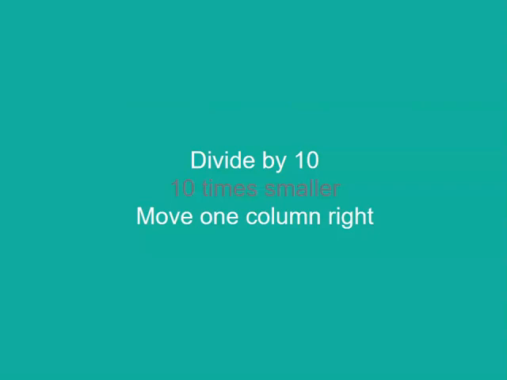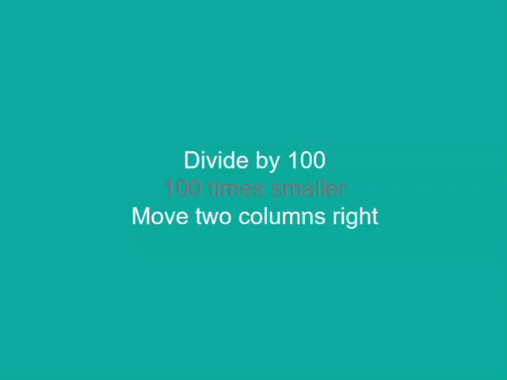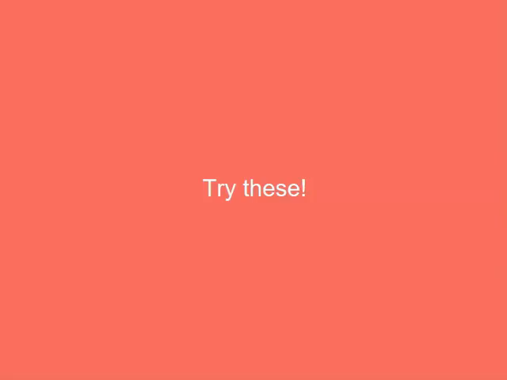So dividing by 10 means the number's 10 times smaller, we move one column to the right. Dividing by 100, the number's 100 times smaller, we move two columns to the right. Let's try a couple of examples now where you need to think a little bit more.